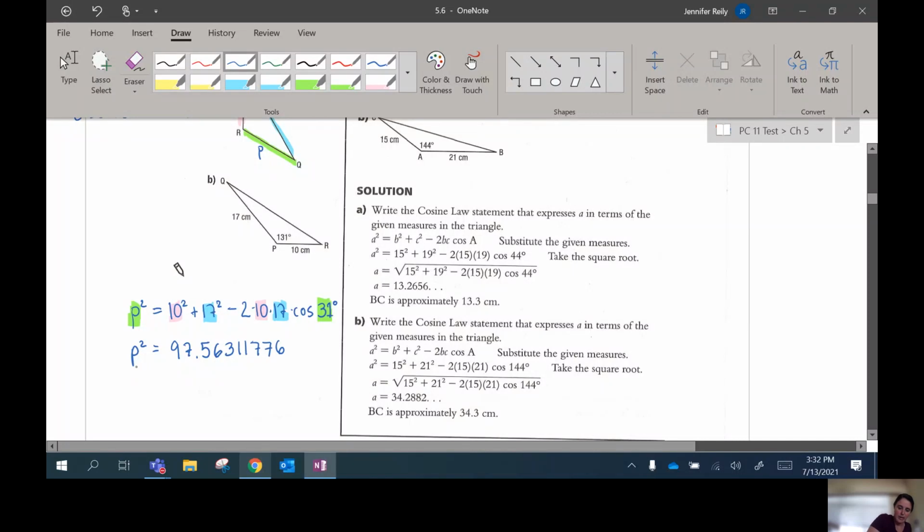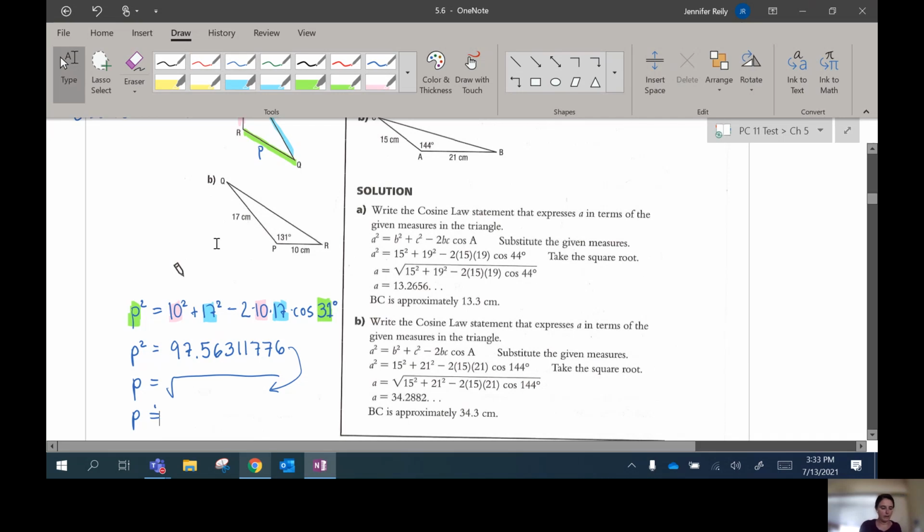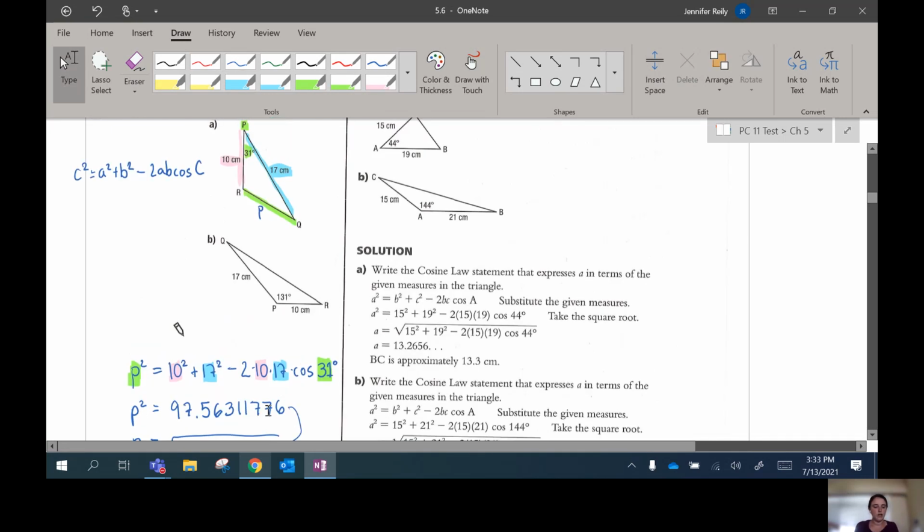36563117776. And we would take the square root to find out what the length of p is. 97 is too big. We want p. The square root of that, and we're going to round it. So the square root of 97.56 blah, blah, blah is 9.8774, and we want to round to the nearest tenth, so it'll be about 9.9 centimeters. So that is the length of P. And that checks out. That looks about right, given the dimensions there.